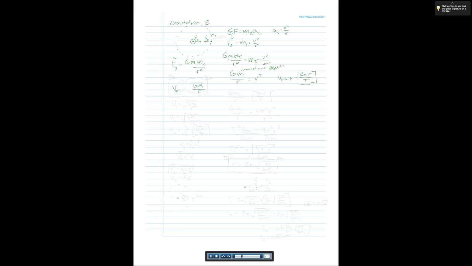But now I'm going to take this and I'm going to plug it in for V. So I still have G M1 over R equals, so I'm going to square this whole thing. So I've got 2 pi R over T squared. So 4 pi squared R squared all over T squared. Okay. So now I can solve for the period, and really I can just cross multiply this.